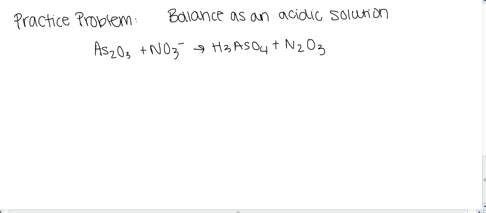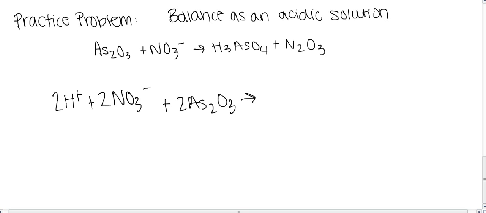Okay, so now I'm going to give you a practice problem, and I want you to balance this as an acidic solution. So now you can pause the video and try this one on your own. Hopefully you came up with the answer of 2H+ plus 2NO3- plus 2As2O3 reacts to make N2O3 plus 4H3AsO4 plus H2O.